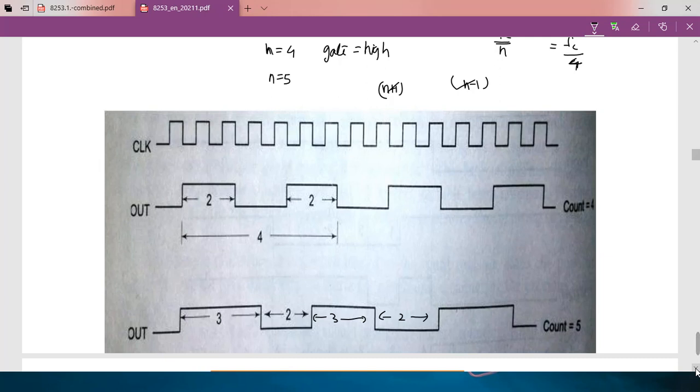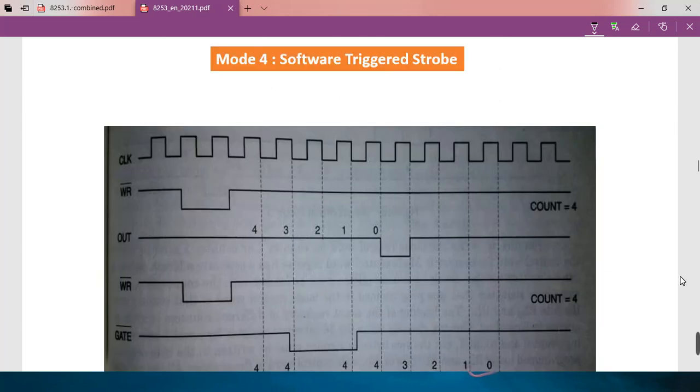Now whenever you make the gate pin low, the square wave will be stopped. Again, if you make the gate pin high, then it will start generating the square wave again.